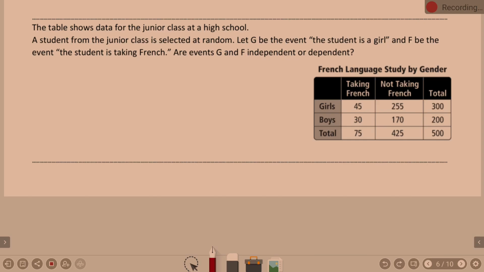The table shows data for the junior class at a high school. A student from the junior class is selected at random. Let G be the event that the student is a girl. Let F be the event that the student is taking French. Are events G and F independent or dependent? Okay. What are we finding first?